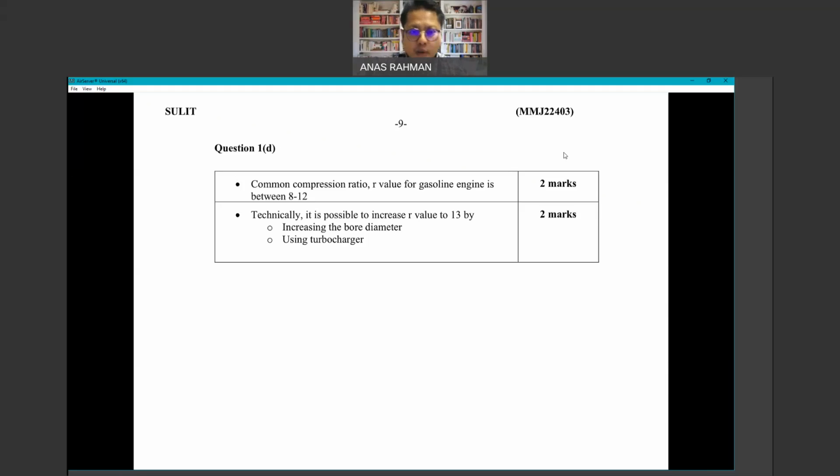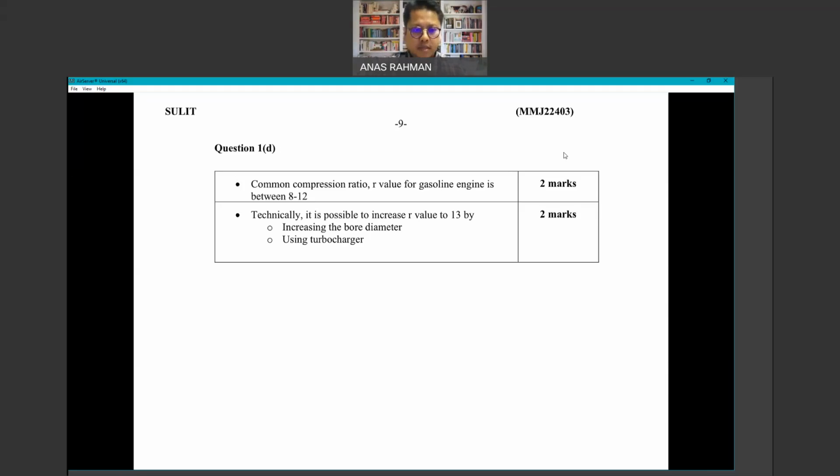Otherwise, I'm quite open to any discussion that you wrote down in your answer for question 1D. For example, you can make discussions such as the common compression ratio for a gasoline engine is 8 to 12. That's the standard one. So is it possible to increase to 13? Your answer can be yes or no.